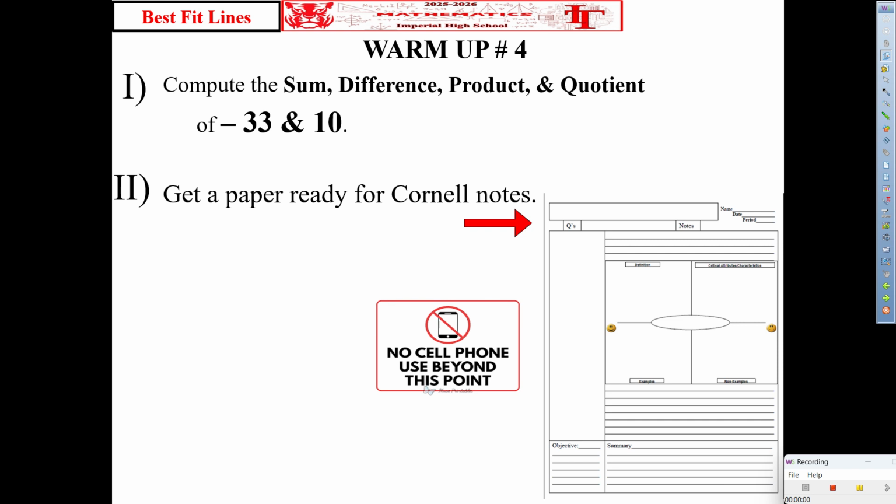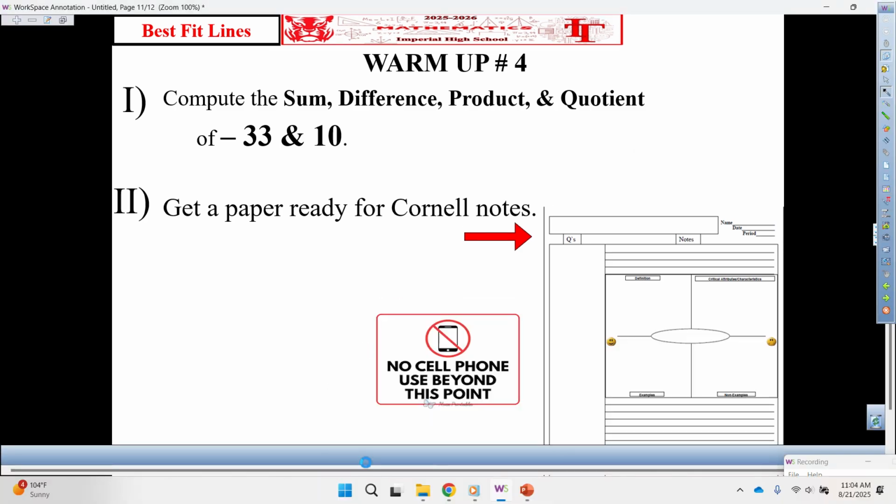Warm-up number 4 says, compute the sum, difference, product, and quotient of negative 33 and 10. After that, get a Cornell note ready, please. Go. All right, here we go. Number 1, sum.